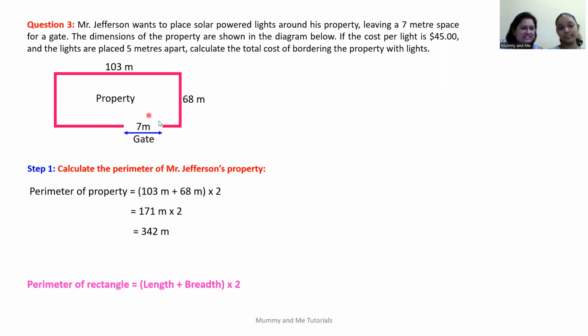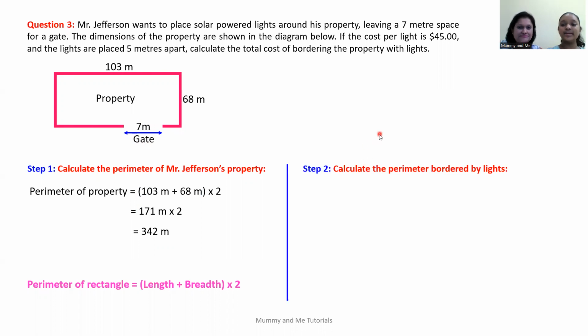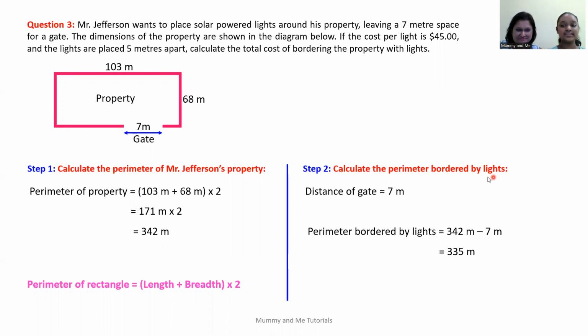But Mr. Jefferson left a space of 7 meters for a gate. Are we placing any lights within this space? No, we are not. Hence, do you think we should calculate the perimeter of his property without the gate? Yes, we should. So, step 2 is to calculate the perimeter bordered by lights.